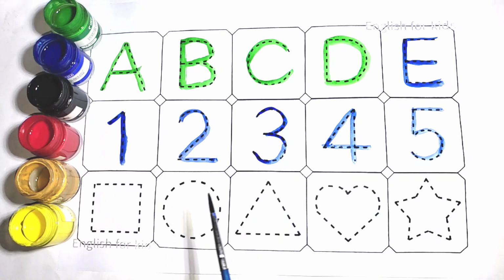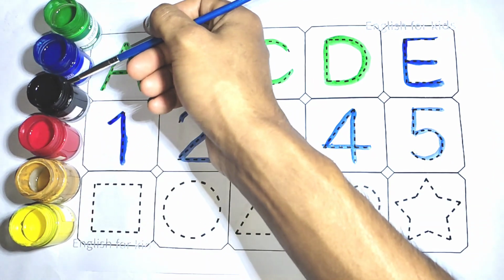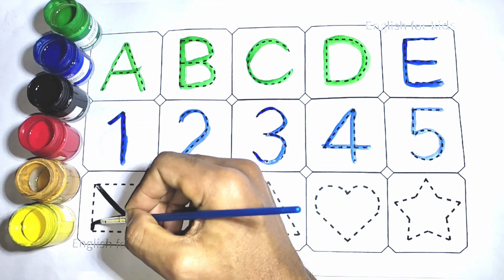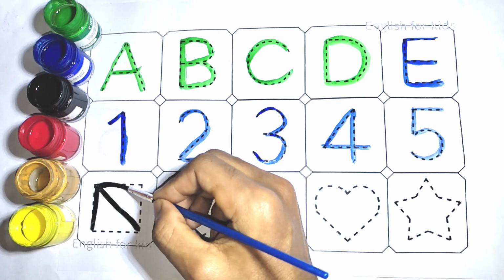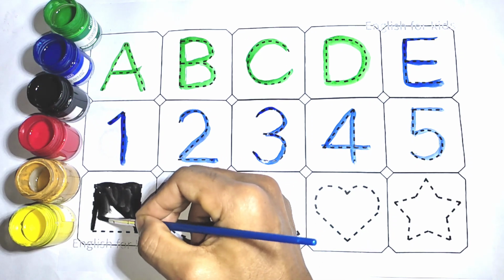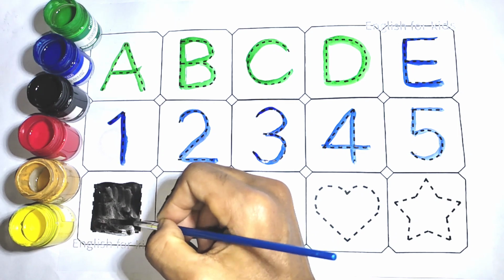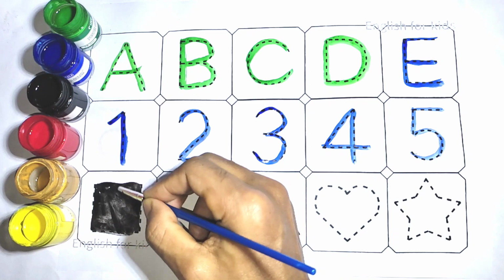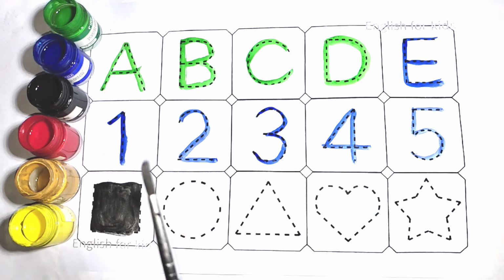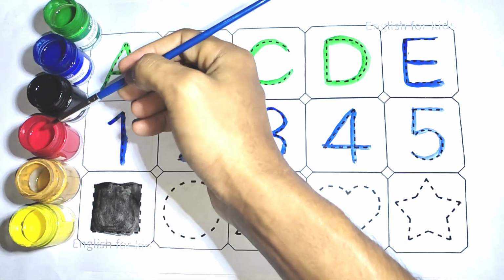The next one is 2D shapes. First we use black color and now we draw the shape of square. Kids, the next one is circle and now we use red color.